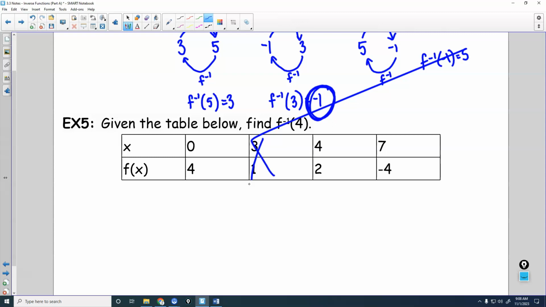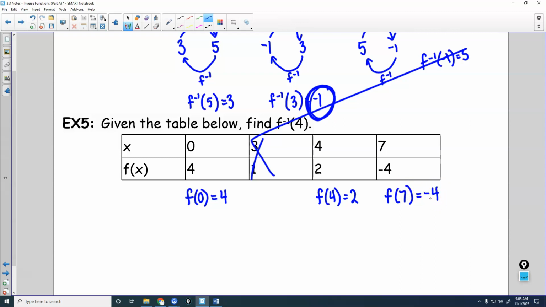What do you guys think? So let's think of writing this in notation. This is 0, so like f of 0 equals 4, right? And right here, this means f of 4 equals 2. And this means f of 7 equals -4.